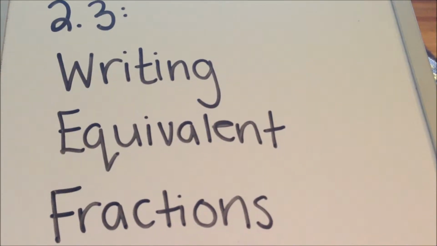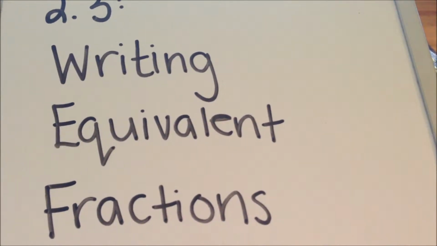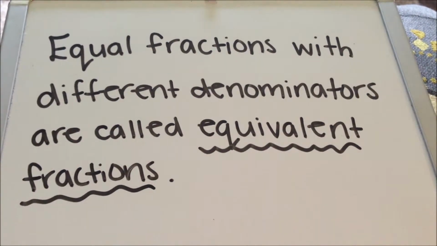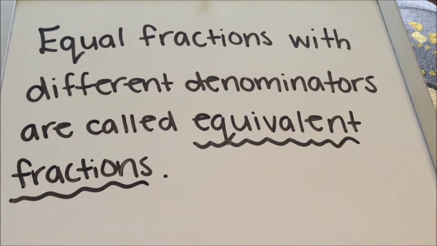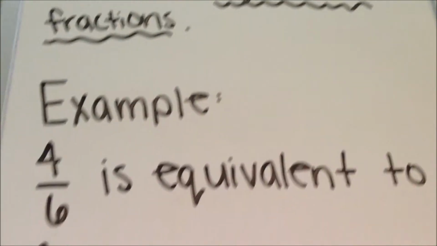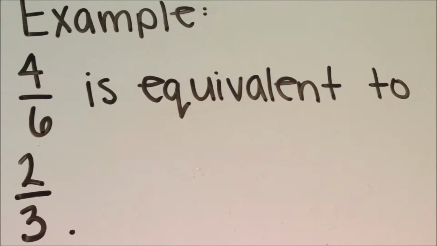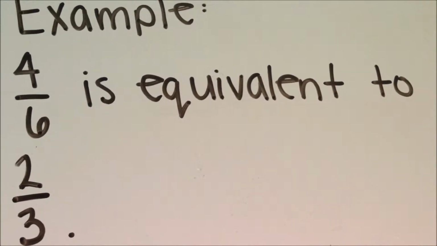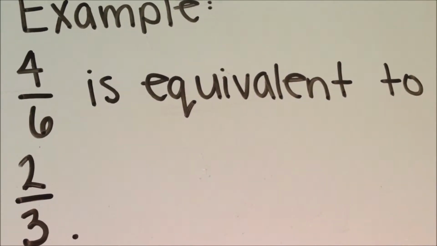Section 2.3, Writing Equivalent Fractions. Equal fractions with different denominators are called equivalent fractions. An example is 4/6 is equivalent to 2/3. They have the same numerical value.